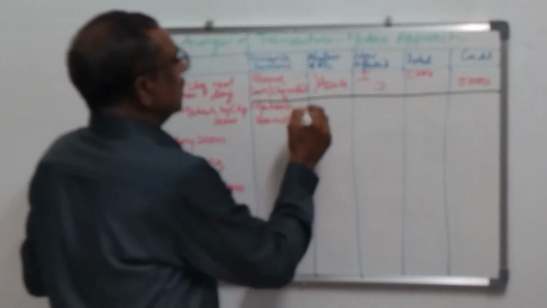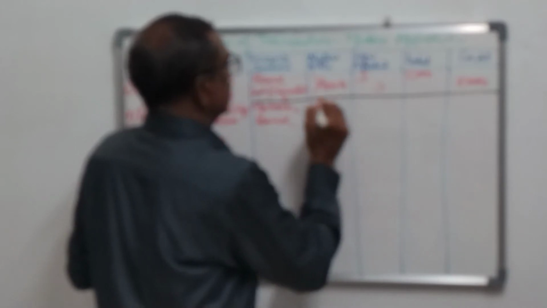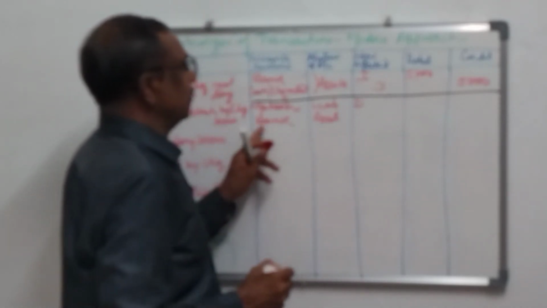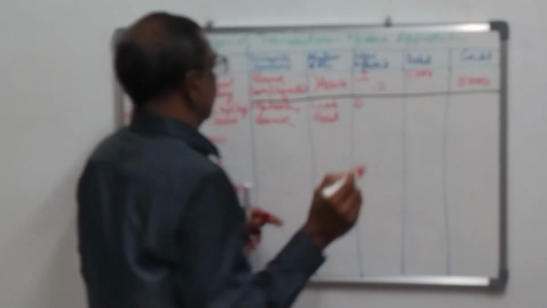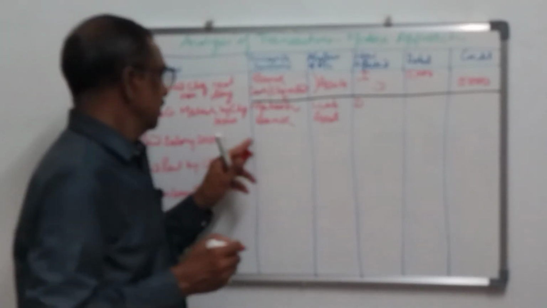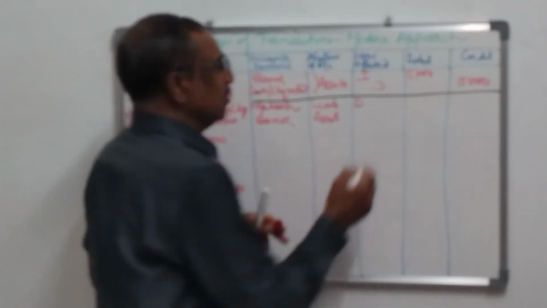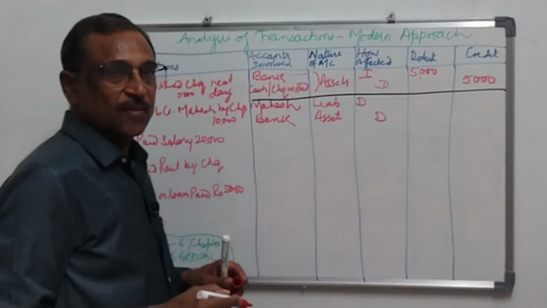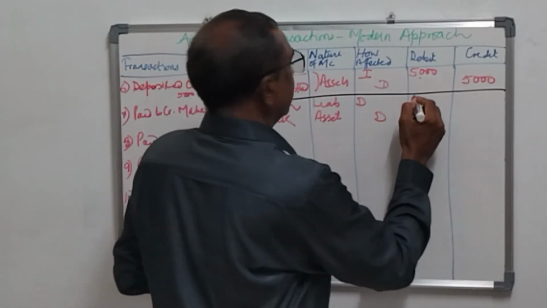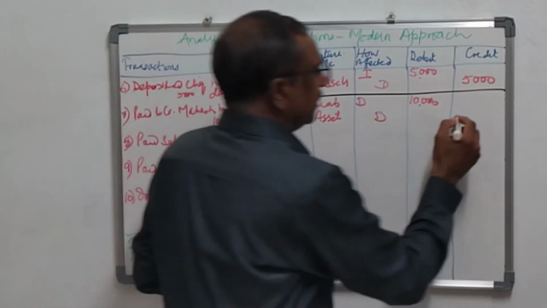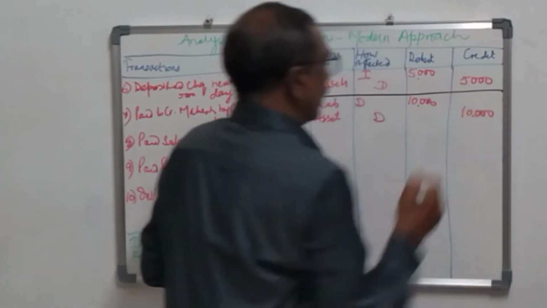Mahesh was your creditor. Creditor means liability. And bank is your asset. You are paying your creditor Mahesh, so your liability will decrease and bank balance will also decrease. Okay? Decrease in liability is debited and decrease in asset is credited. Okay?